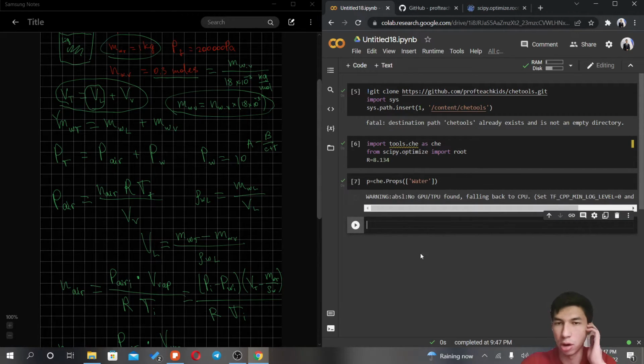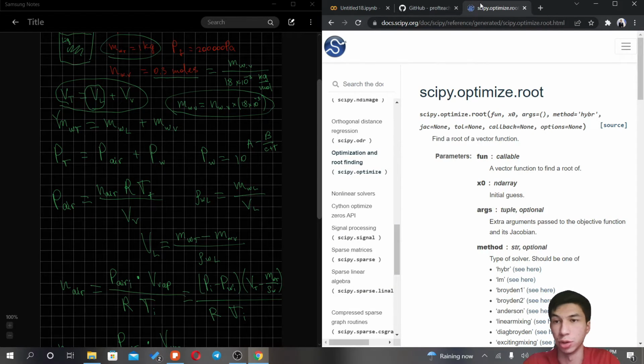It's showing a warning message because the CHE tools is designed to work with the GPU, but we are running it with the CPU, so that's completely okay. Then, when we go to the SciPy optimized route, we can see that we have to use a function inside of the brackets when we're using the root.